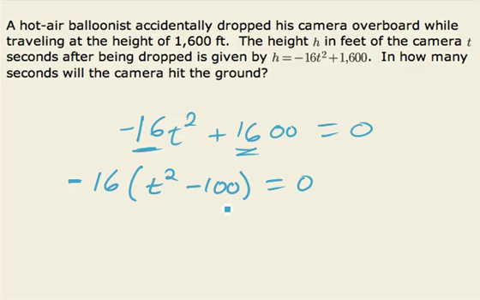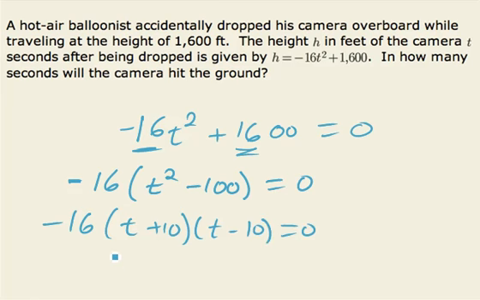100, that's 10 squared. t squared minus 10 squared, difference of squares. I know how that factors. t plus 10 times t minus 10 equals 0. So either t plus 10 is equal to 0, so that gives me t equals negative 10, or t minus 10 is equal to 0, so that gives me t equals 10. So here are two solutions to this equation, right?